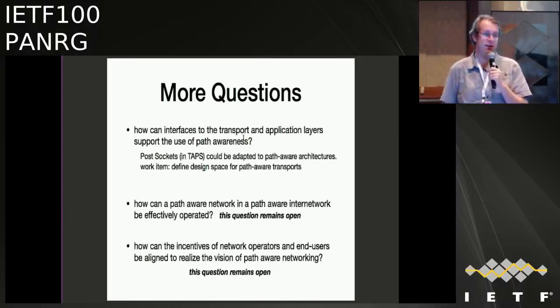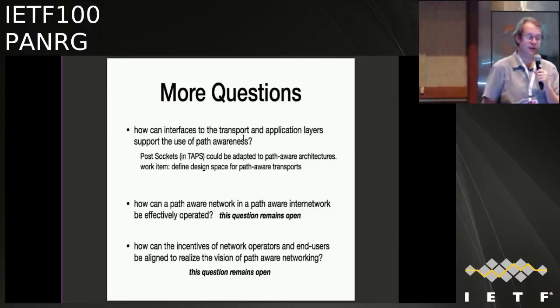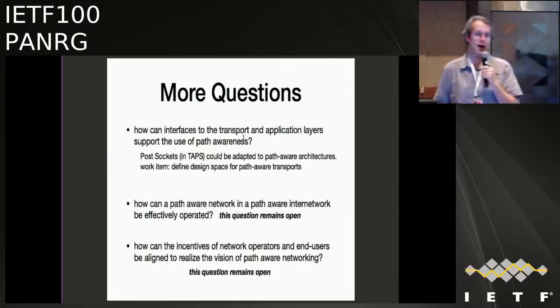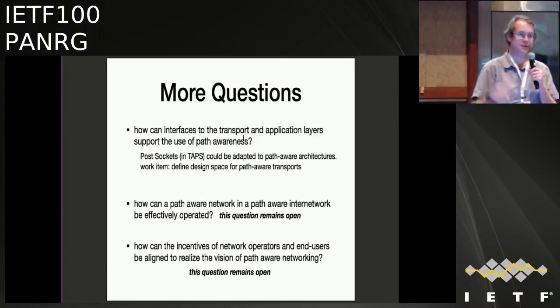The second one is really a layer 8, an economic layer question. How can the incentives of network operators and end users be aligned to realize the vision here, right? This was actually a question that was posed to me by Martin Thompson as soon as he read the draft, like 5 minutes after I posted it. He's like, why didn't you consider this? And I'm like, thank you, Martin.